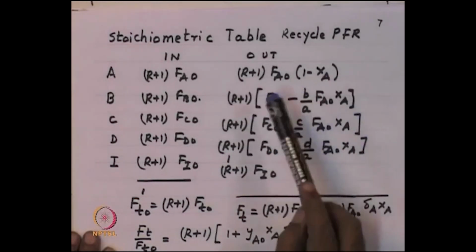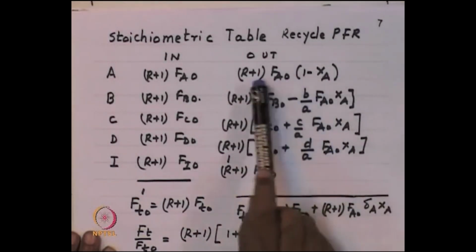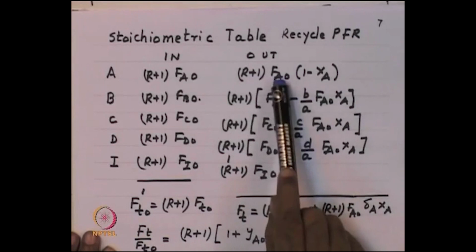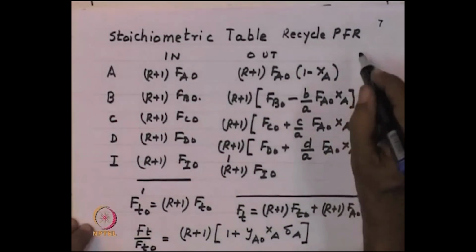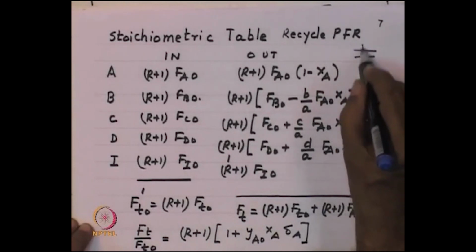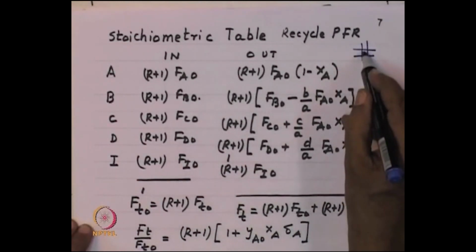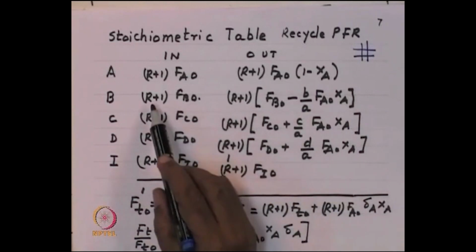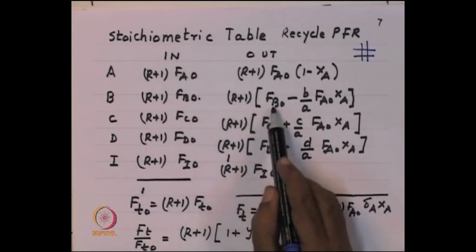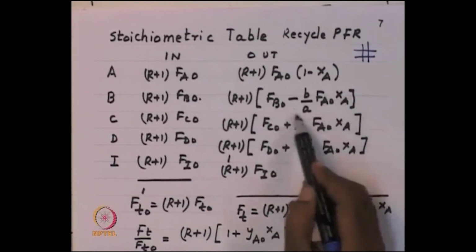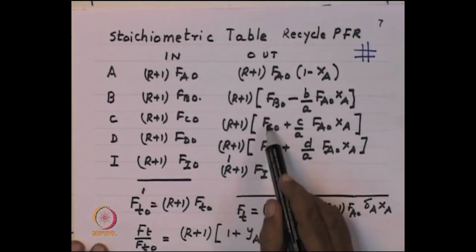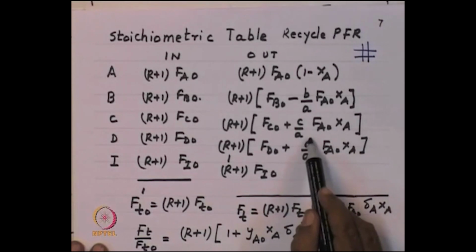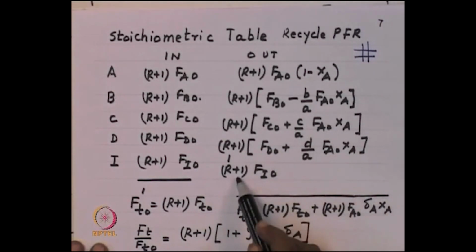Now, what goes out, since A is our reference, R plus 1 F A 0 times 1 minus X A is the flow rate of component A at any position inside the loop. Inside the loop, it is at any position. Okay. Similarly, for component B, it is R plus 1 times the F B 0 that is coming in, and this is the amount that is reacting. For component C, R plus 1 times the F C 0 entering, and this is the amount that is reacting. Similarly, component D, similarly component I.